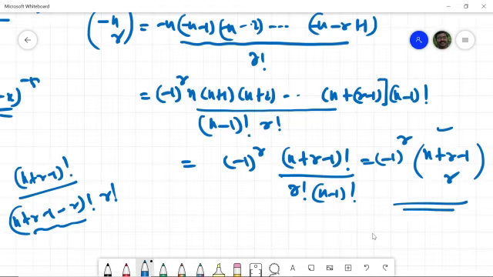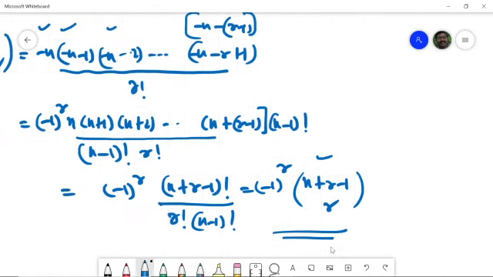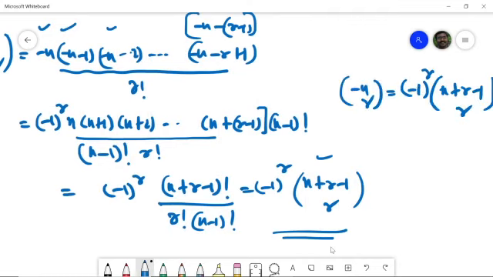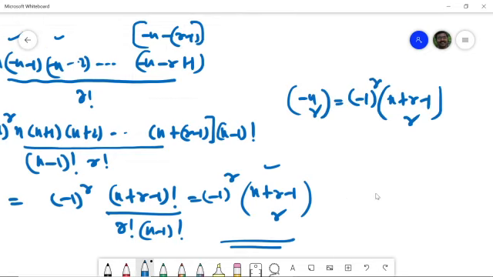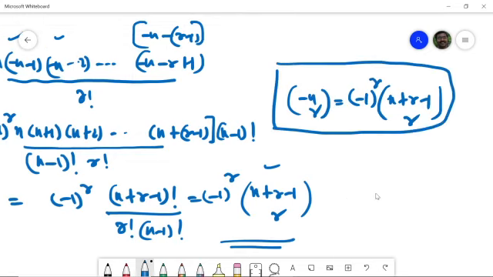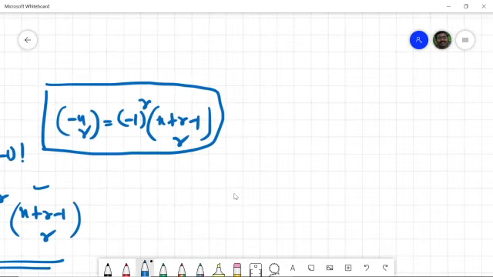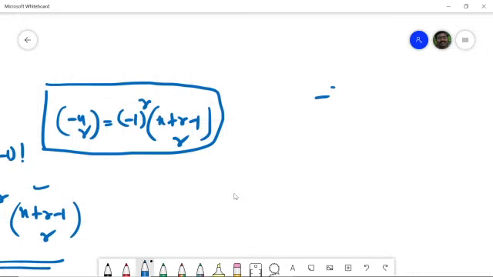So we have obtained a new, very important result. The value of (-n)Cr when n is a negative integer is nothing but (-1) raised to r times (n + r - 1)Cr. This result is very important. You will be using this in applications. Let us try to understand this result by means of a few examples. Suppose I need to find (-8)C5. How will you find it? It's nothing but (-1) raised to 5 into (n + r - 1)C5, where n is 8 and r is 5.